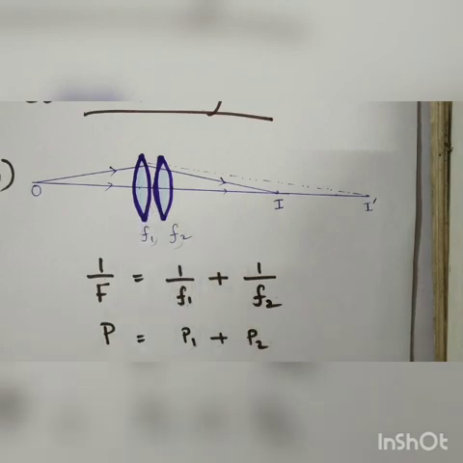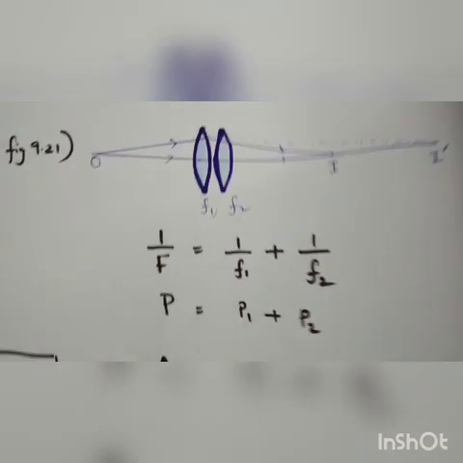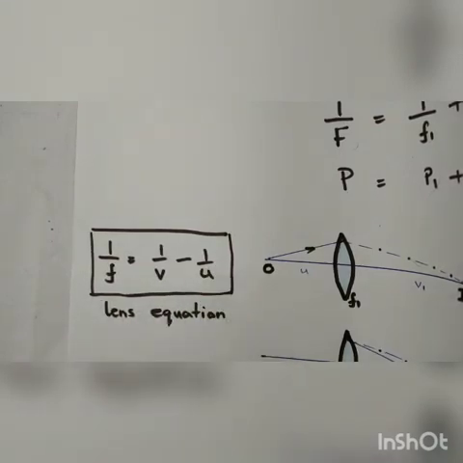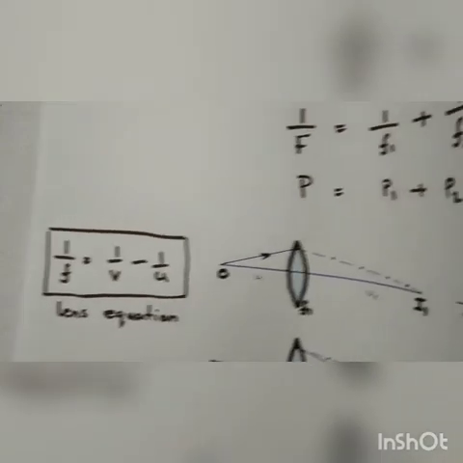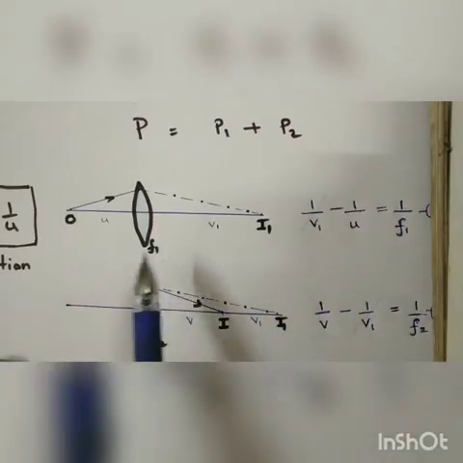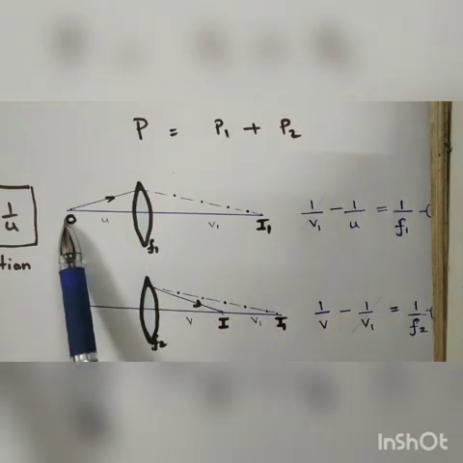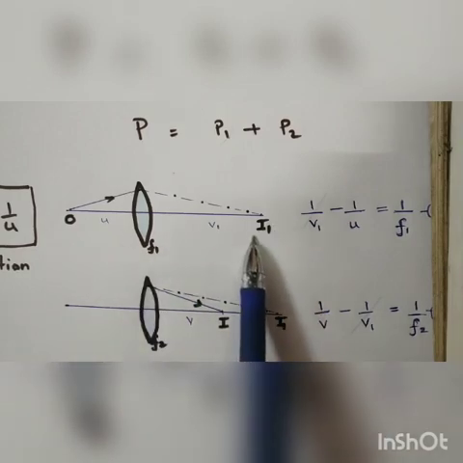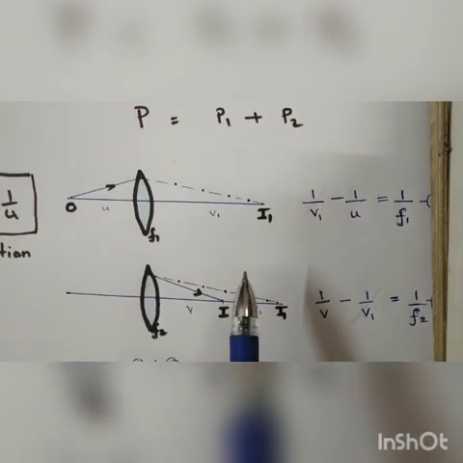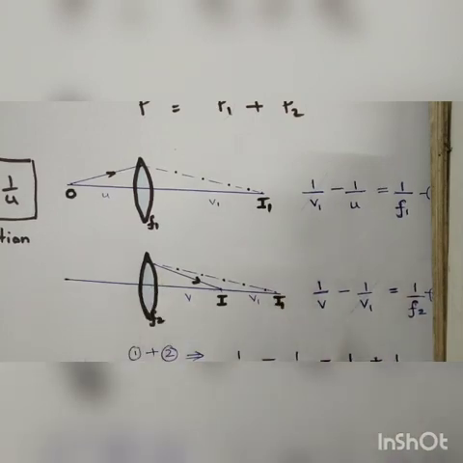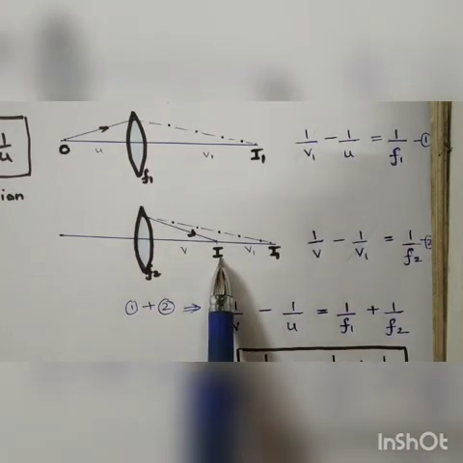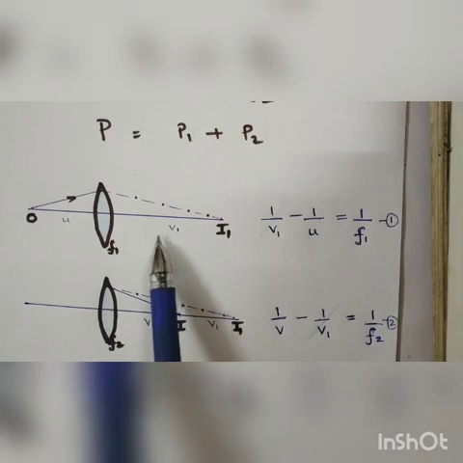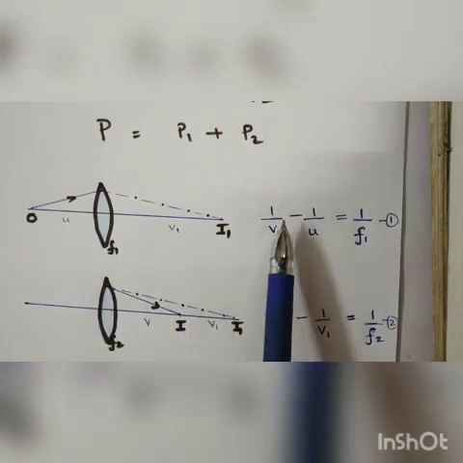So what is the formula for focal length of a lens? Formula is 1 by f is equal to 1 by v minus 1 by u. This is the lens equation. This we are going to apply in both the cases. Let this be the first case. Object in front of the first lens of focal length f1, you get the image I1. This image acts as the object for the second lens. And the final image you get I. So in the first case, when you apply lens equation, let the image distance be v1, object distance be u. So this is the equation.